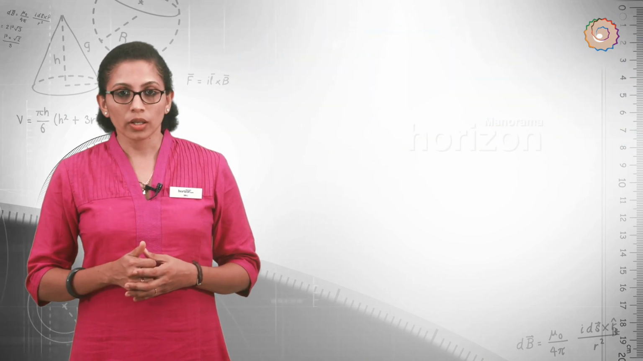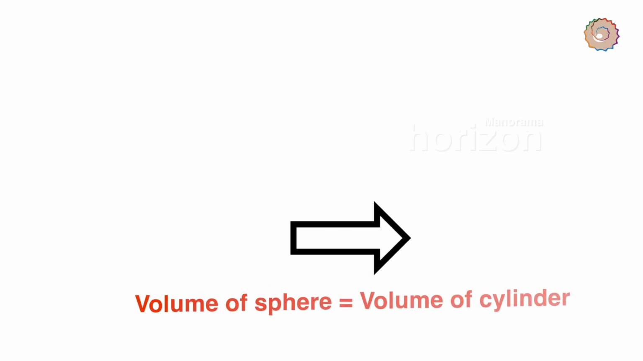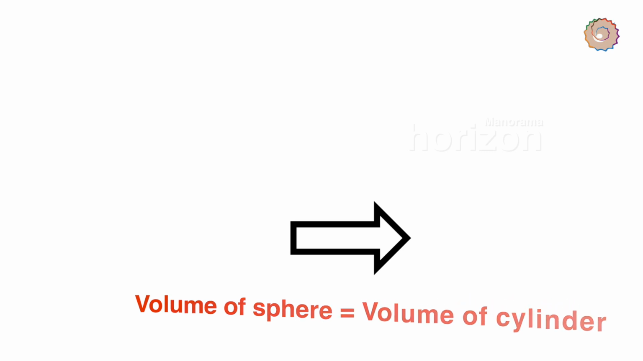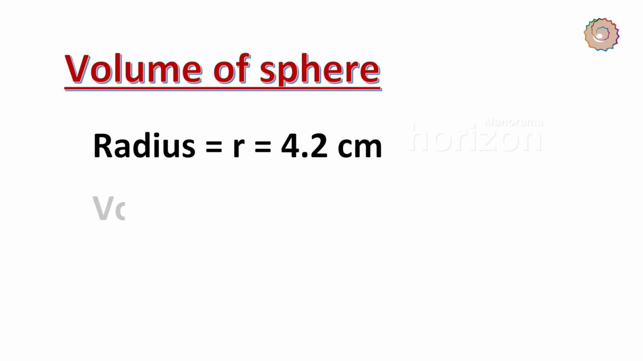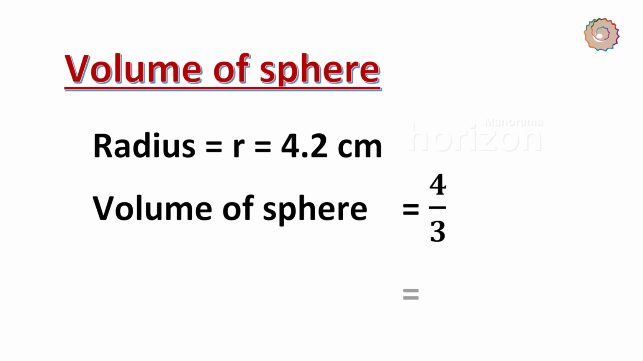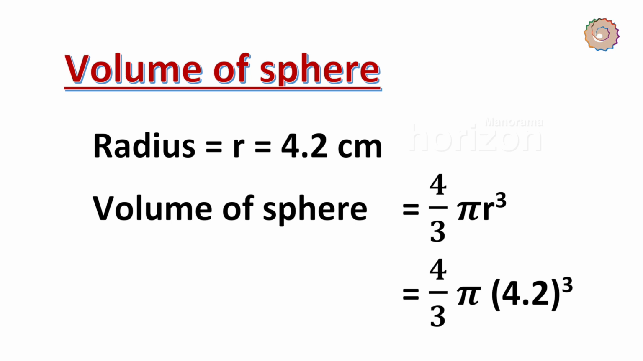Let's see the solution. Since the sphere is melted into a cylinder, the volume of the sphere is equal to the volume of the cylinder. Now find the volume of the sphere. The radius is given as 4.2 cm. Now what is the equation for the volume of a sphere? It is equal to 4/3 πr³. Substitute the values: 4/3 π × 4.2³.